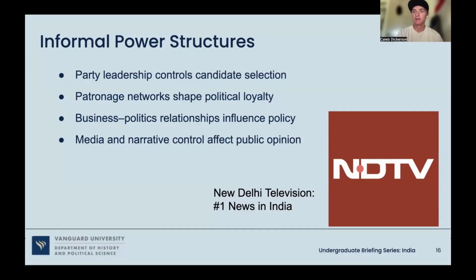Federalism definitely has a check. We've seen laws put in place in the United States to try and limit how much money can be sent to candidates. That is not the case in India.